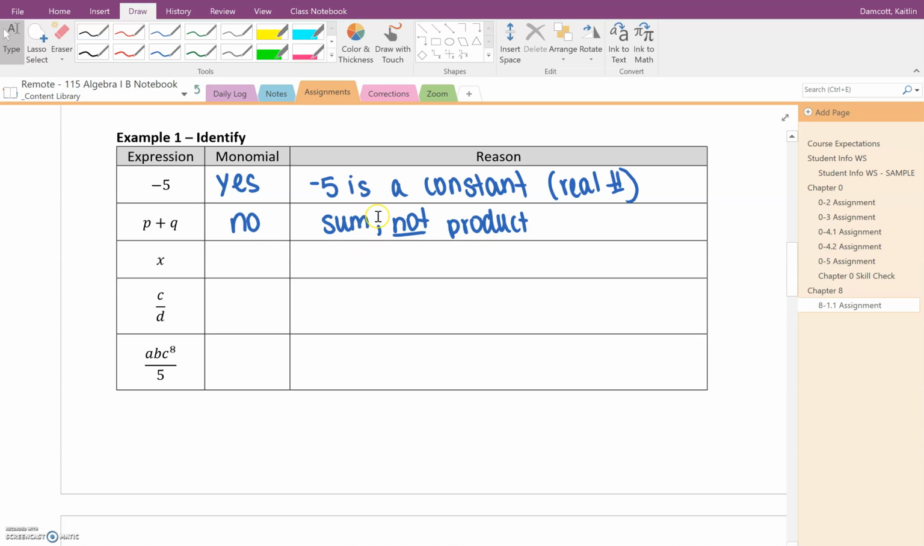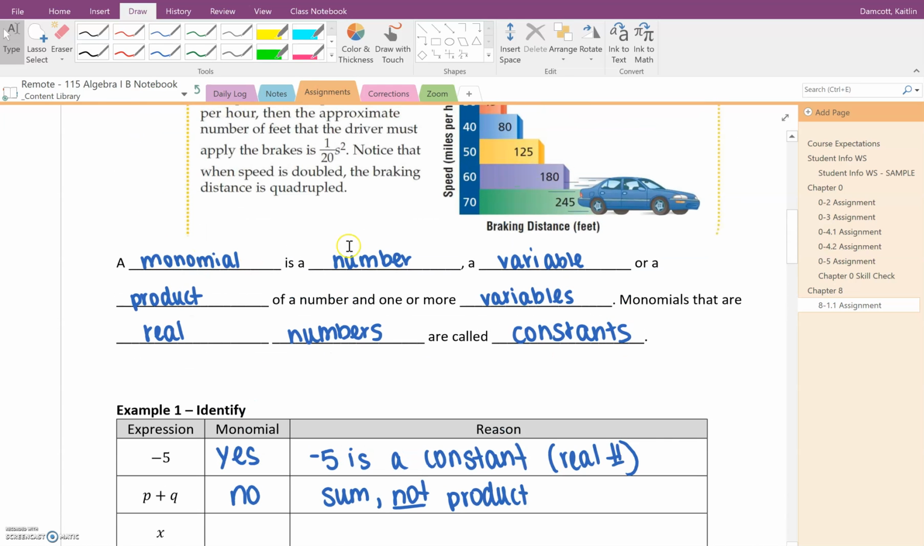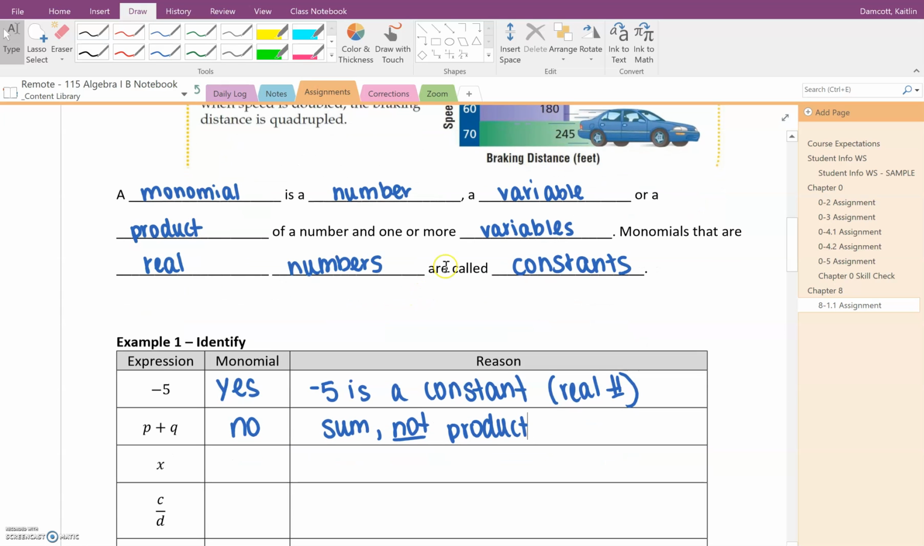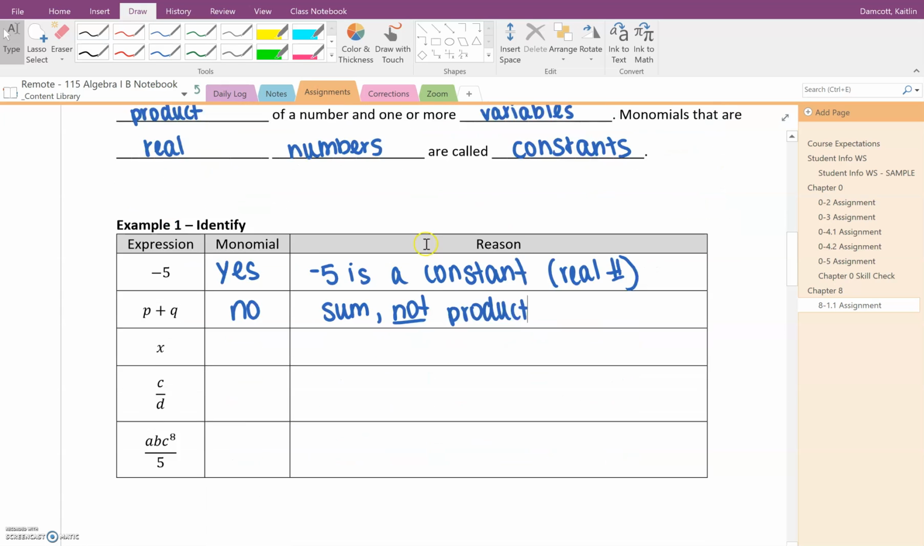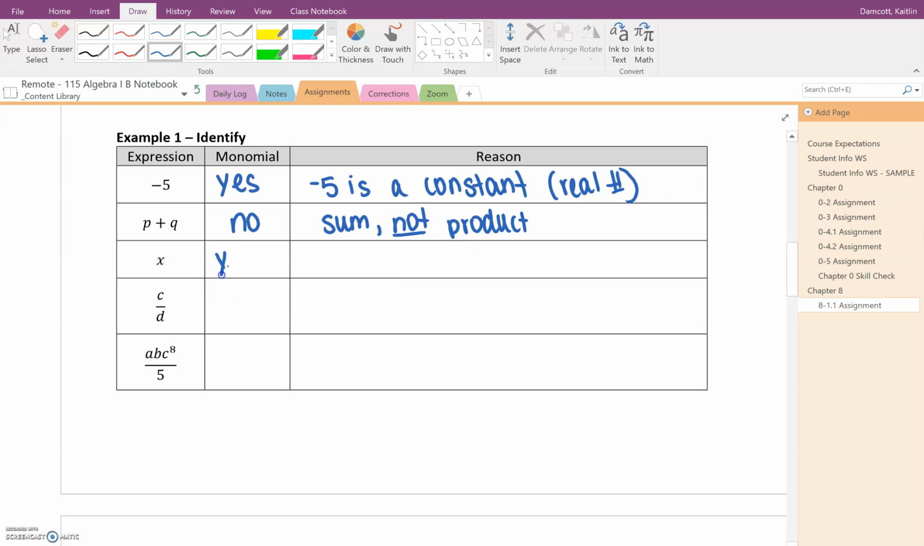Now our next example, x. So we go back to our question, is it a number, a variable, or a product of a number and a variable? It is a variable. X is a variable. So this is good. Yes, and we can say that it is a single variable. Single variables are monomials.